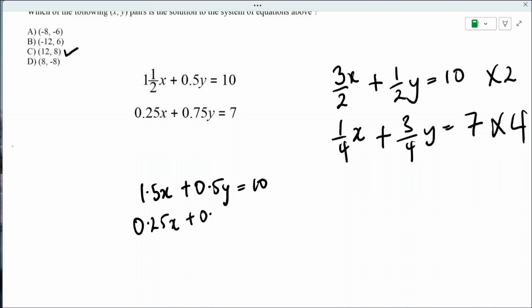Then you have 0.25x plus 0.75y equals 7. The decimals in equation 1 are in one decimal place, while those in equation 2 are in two decimal places. So to get rid of the decimals, for equation 1, you multiply by 10. And for equation 2, you multiply by 100.